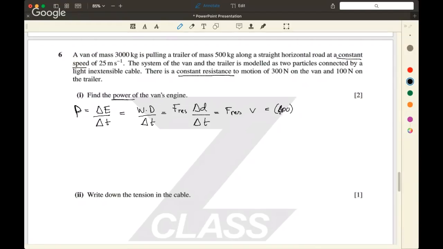So that's for the whole system. So there's 400 newtons of force acting on the whole system, 300 for the van and 100 for the trailer, times the velocity, which is 25. And this will give you 10 to the 4th joules per second, which is 10 to the 4 watts. So a watt is a joule per second, energy per second, as you can see here, energy per unit time.